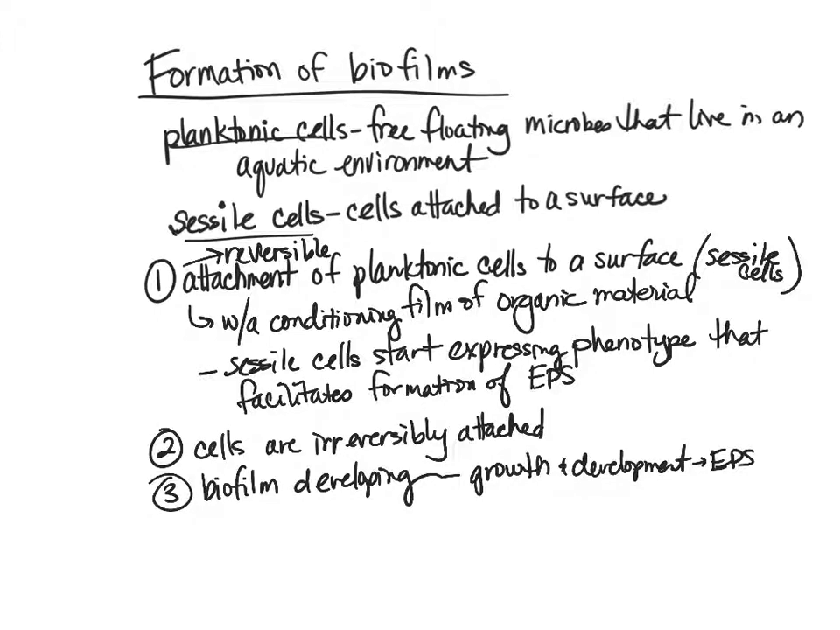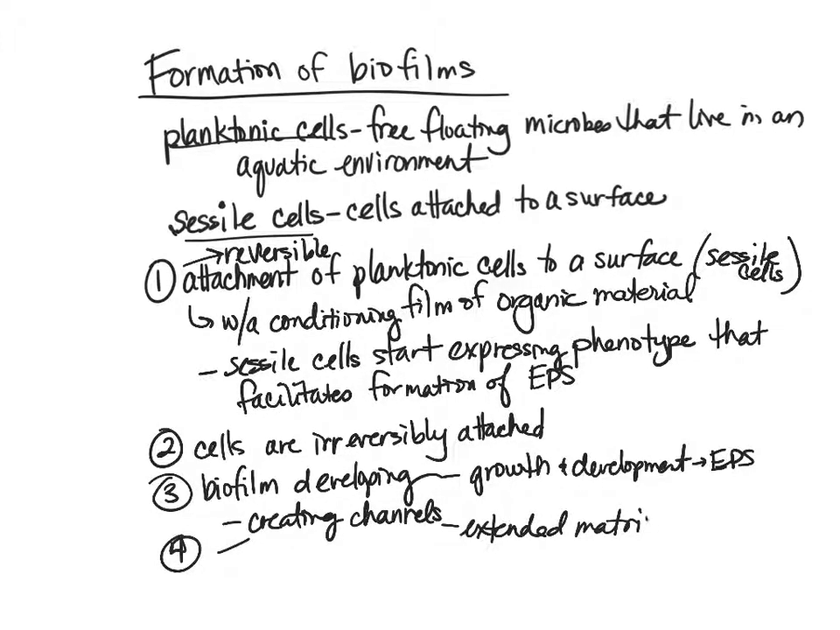EPS. And then I'll say something like creating channels, for example, which we also see in step 4. In stage 4, this is where we're going to also see things like where they're creating channels and then they're creating this extended matrix. And we have the addition of lots of other cells. So we have water channels, we have an adjustment of the EPS, so changing the composition if needed.